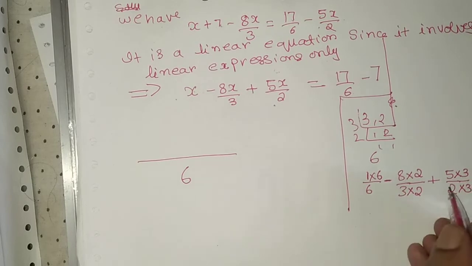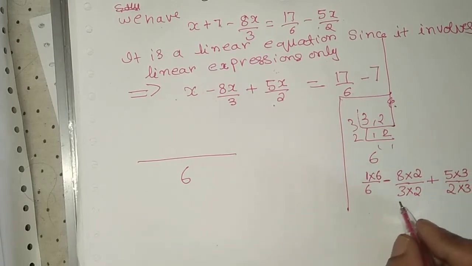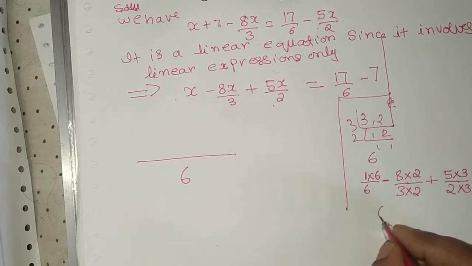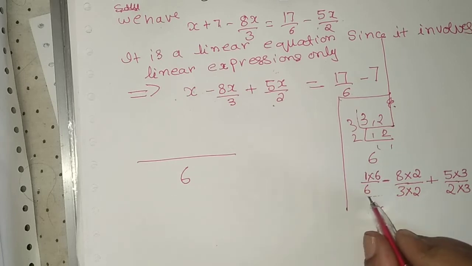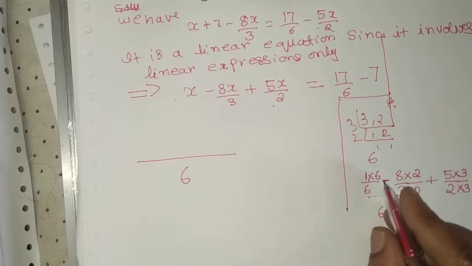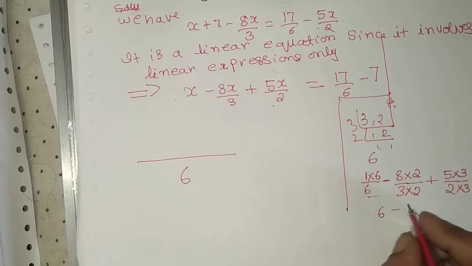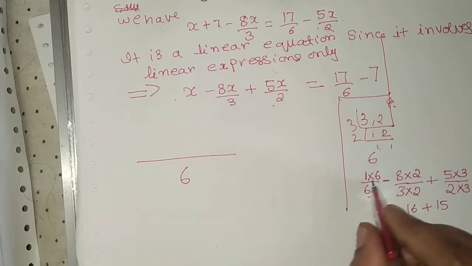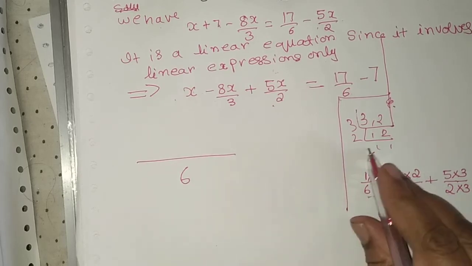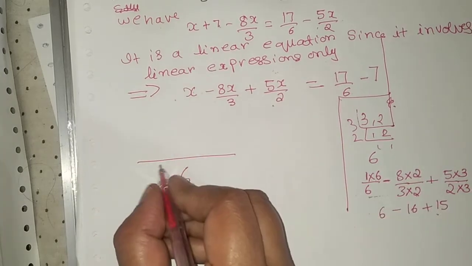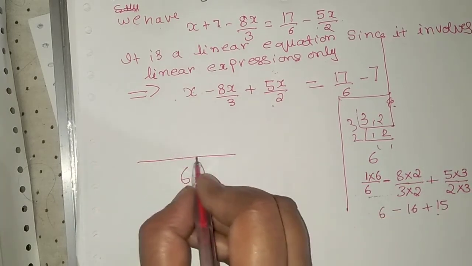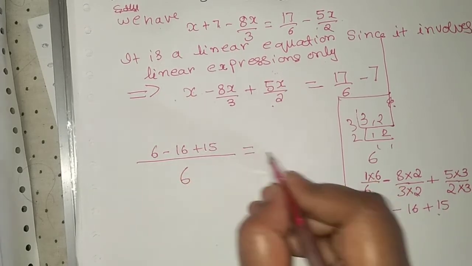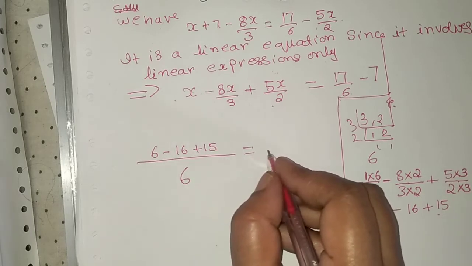So, this is how to find the numerator. Then, how we get this one? Therefore, we get this one as 6. So, all here we have a denominator as 6. So, take only the numerator. This one 6 we have. 8 twos are 16 we have. Plus 5 threes are 15 we have. We got the numerator. This is the way to calculate the numerator using this denominator or LCM. So substitute here, that is 6 minus 16 plus 15.